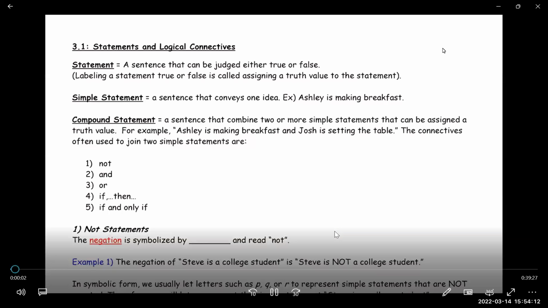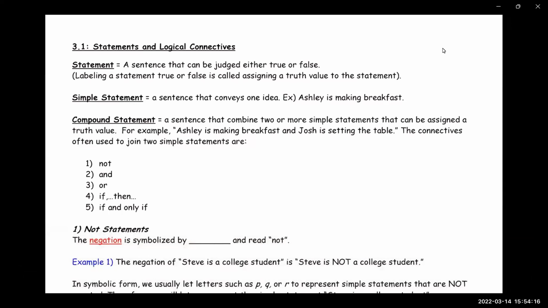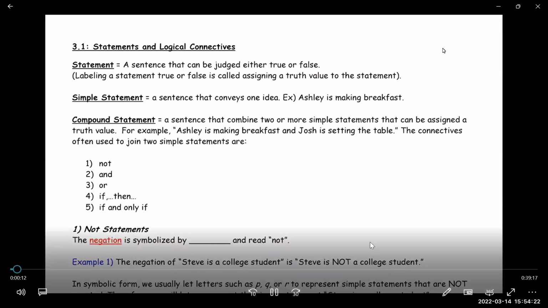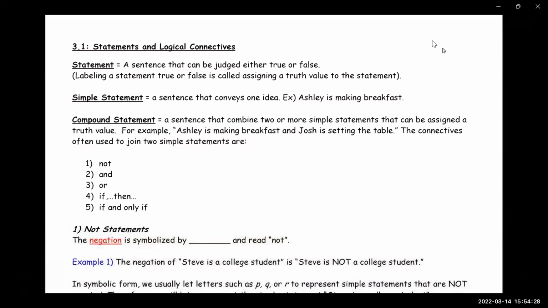All right, so it says 3.1 statements and logical connectives. So what is a statement? A statement is a sentence that can be judged either true or false. So it has to be written in the form where it can either be true or false. Otherwise, it's not considered a statement. Labeling a statement true or false is called assigning a truth value to the statement.